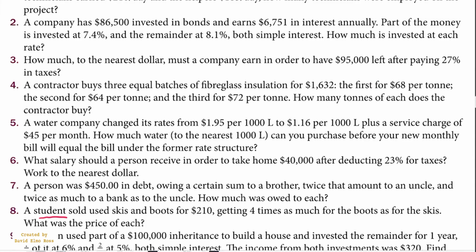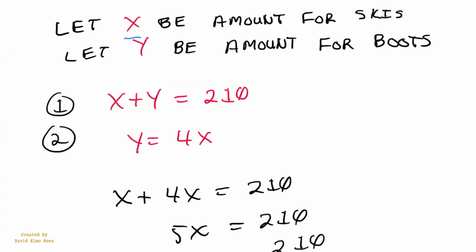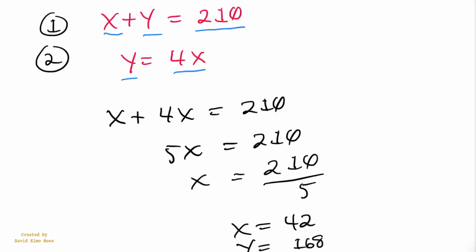A student sold his used skis and boots for a total of $210. He got 4 times as much for the boots as for the skis. What was the price of each? Let's let X be the amount for the skis and Y be the amount for the boots. Now the total amount for skis plus boots was 210, so that's X plus Y equals 210. And it said that the boots, which are Y, were 4 times the value of the skis. Now what we're going to do is substitute equation 2 into equation 1. So everywhere we see a Y, we're going to replace it with 4X.